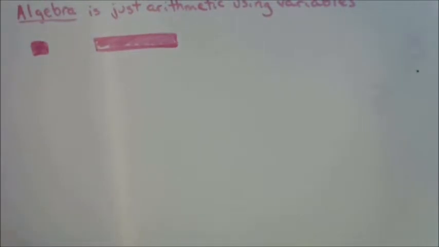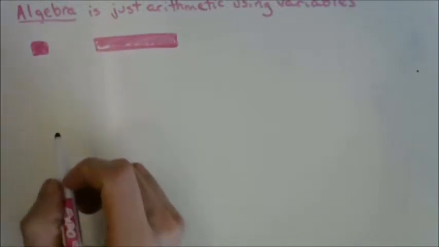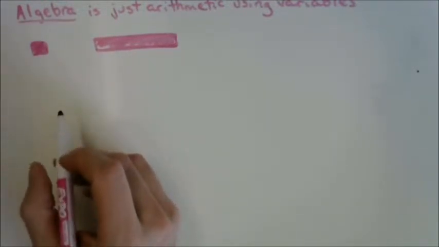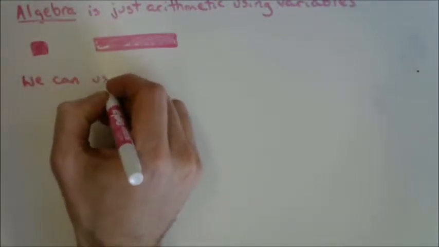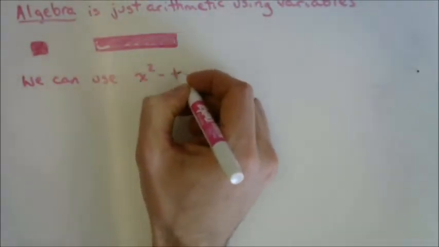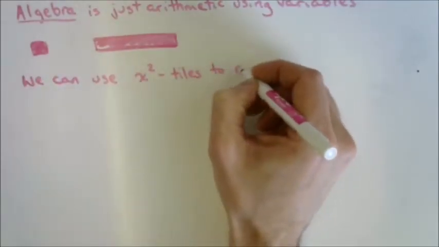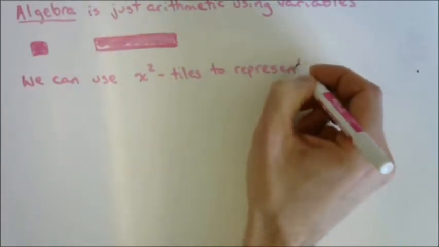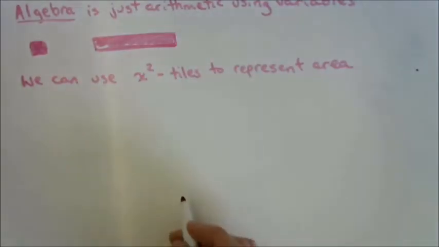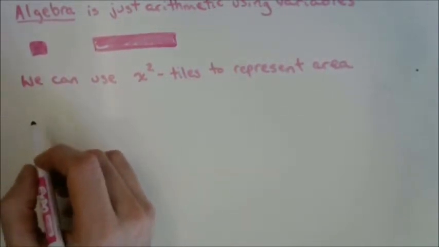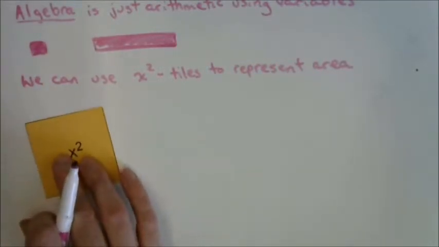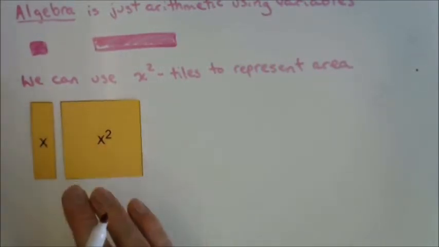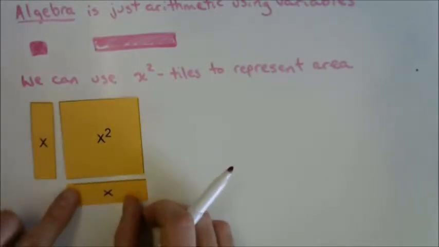Isn't that where you have the squares inside a box? So we have a bigger box essentially, right? Nice. So we can use x squared tiles to represent area. What's cool about the x squared tiles is they have side length x, right? And that makes sense because area is length times width, right?